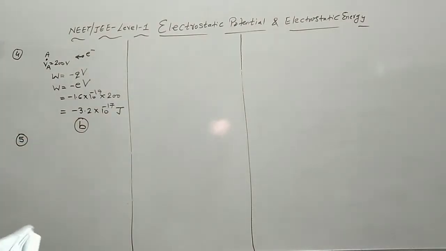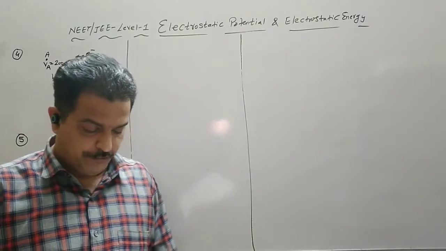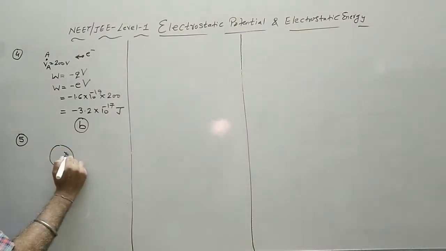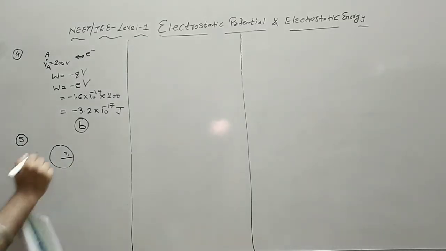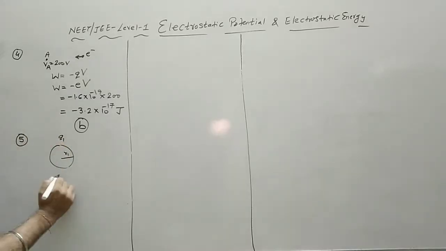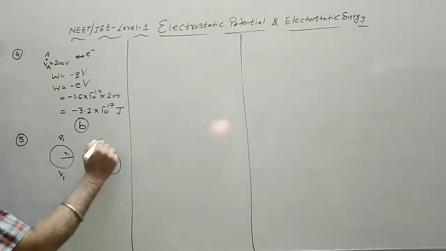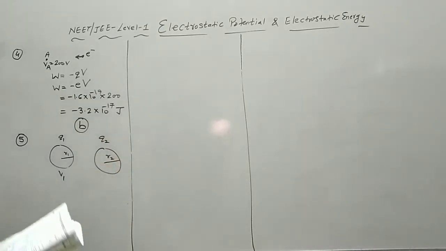We have two conducting spheres of radius R1 and R2 at the same potential. So this is the sphere having radius R1. Let the charge be Q1 and let the potential be V1. And then another sphere having charge Q2, the radius is R2 and the potential is V2.